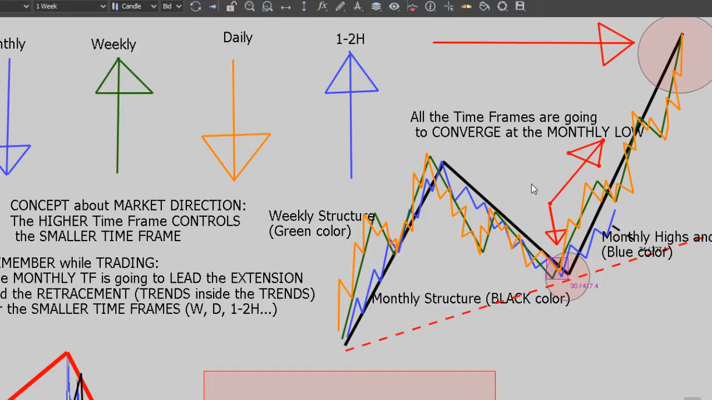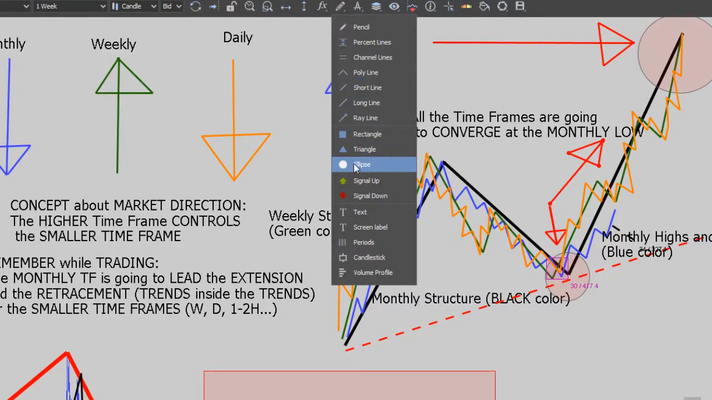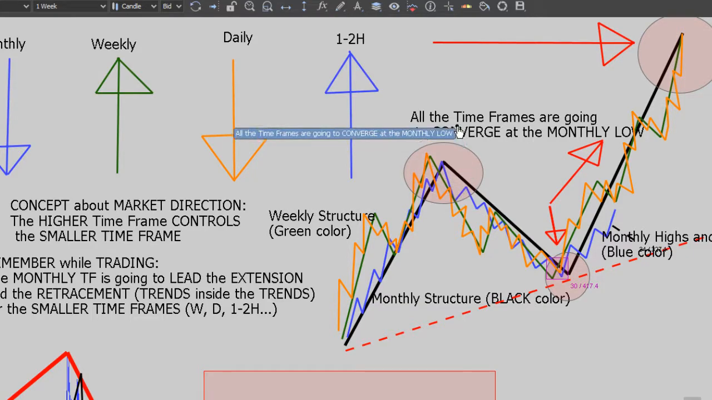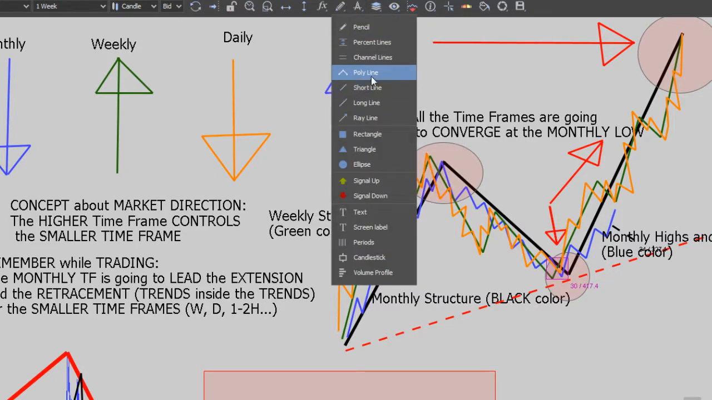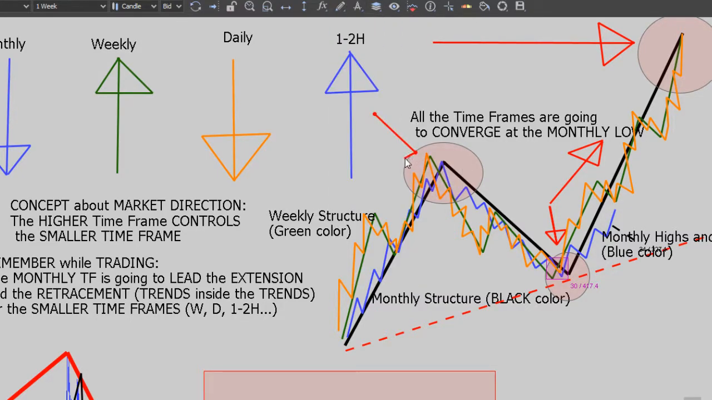Now, if you understand this, what is the monthly going to do when it finds a high? The first high of the uptrend. Just an example, when the monthly, the black one, finds the high, what is going to do with all the other time frames? Correct, it's going to push down, it's going to lead the retracement on all the other time frames, right?